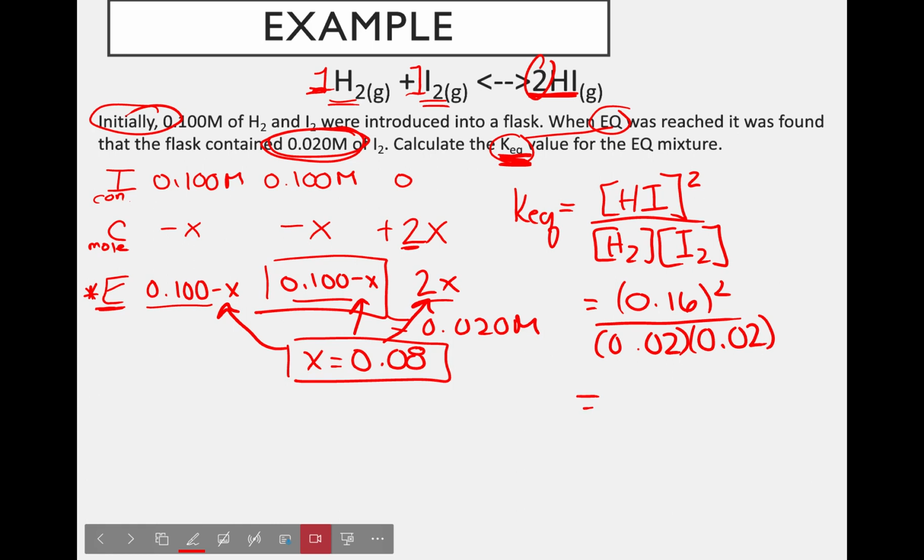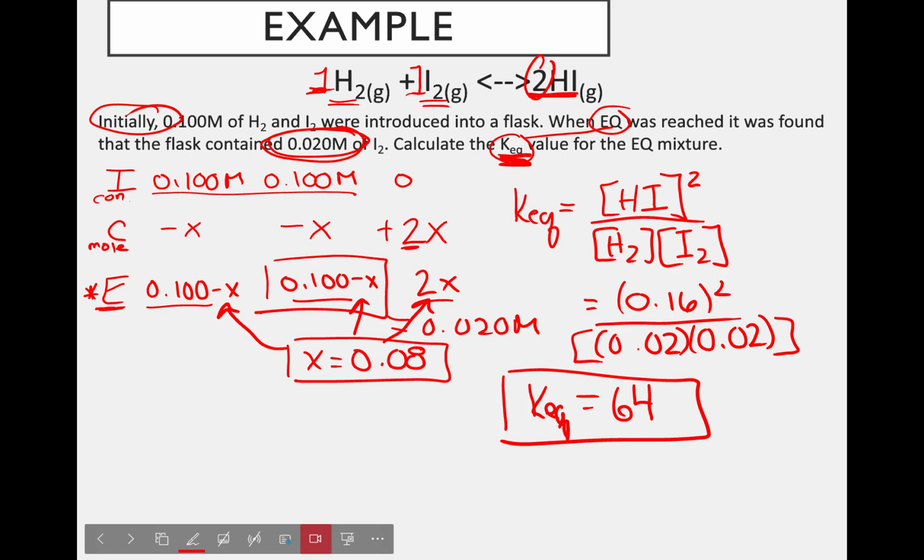Now you can plug that into your calculator. If you're dividing all in one step, just make sure you have those extra brackets in the denominator. And when you're done, you should see the value 64, and K values, that constant, they do not have units. So then that one is done. So that's how we can use an ICE chart given those initial concentrations to come up with those equilibrium concentrations to calculate KEQ.